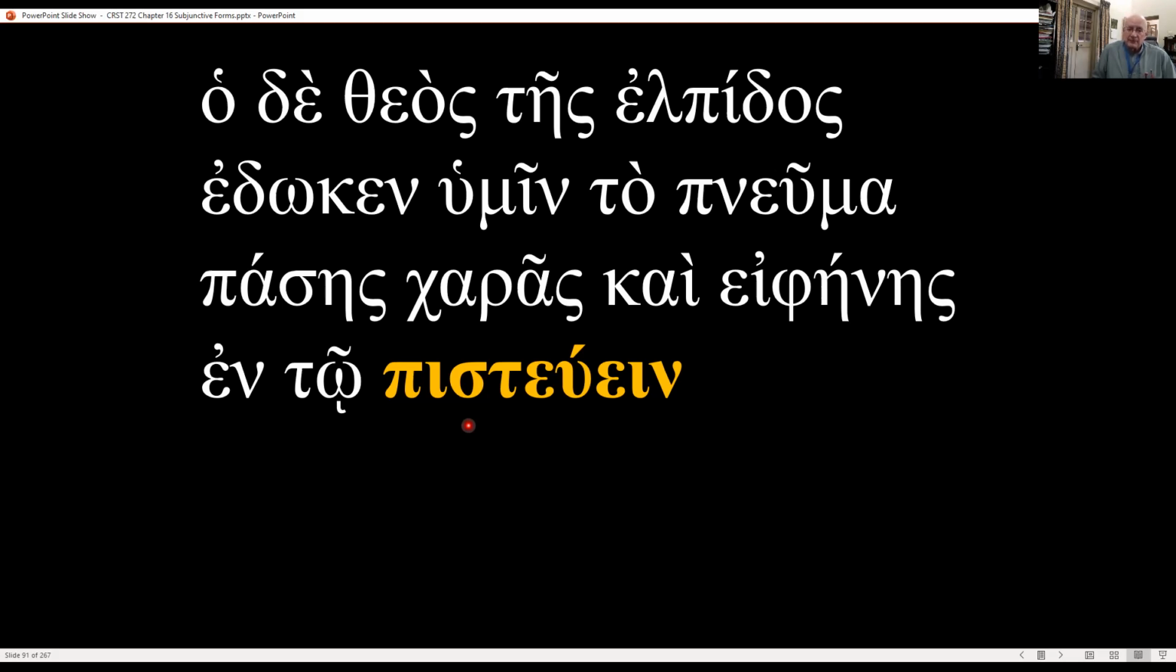In believing. We would translate it that way, because we have no other way of expressing this infinitive in English. We cannot say "in the to believe." We don't say that in English. So we have to say "in the believing." In believing. Joy and peace in believing. That's one use of the infinitive, which we talked about last week a little bit. And we'll do more of that.